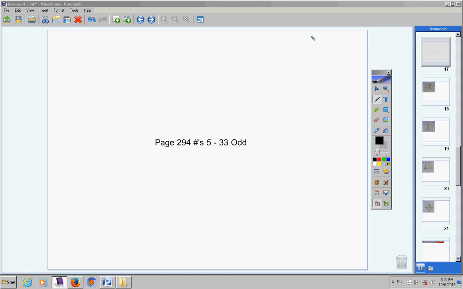Two students to the homework page. Page 294, numbers 5 through 33.